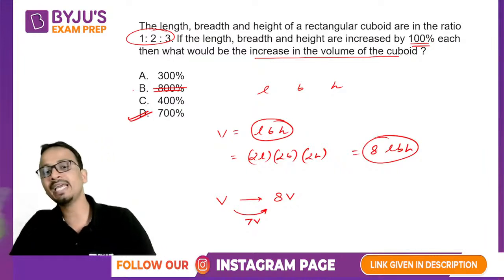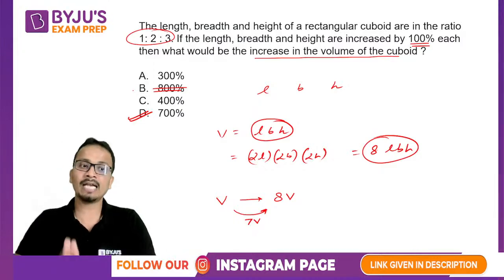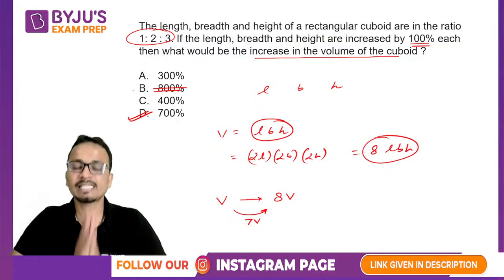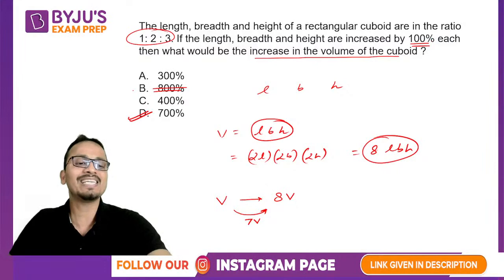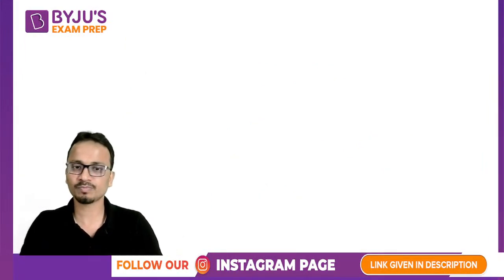Volume has become 8 times of the original value. The increase is of 7 times. That is 700%. So yes, 700% is the absolutely correct answer, and happy to see a correct answer given by all of you.